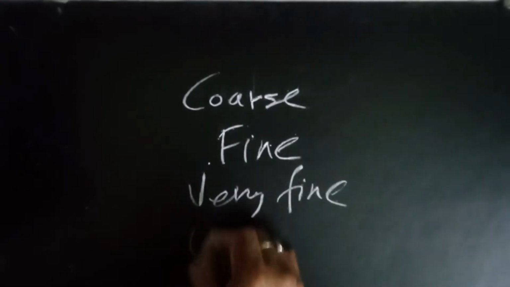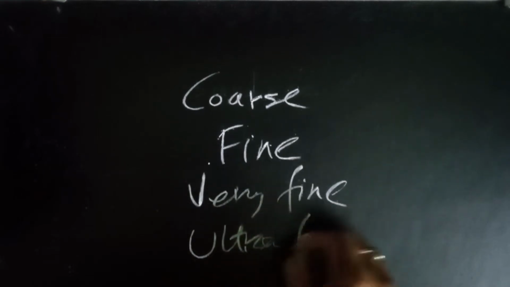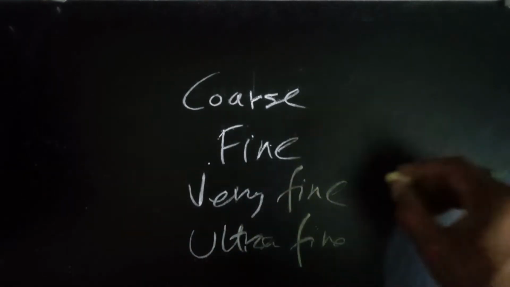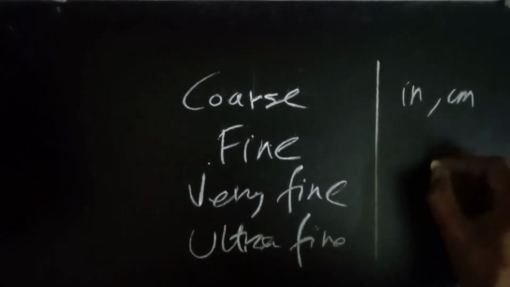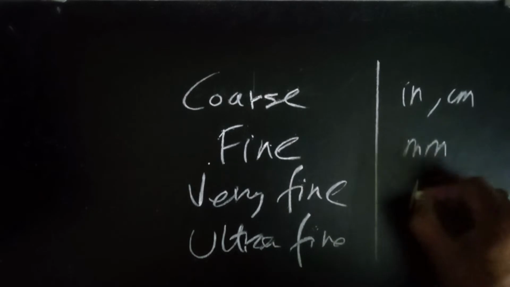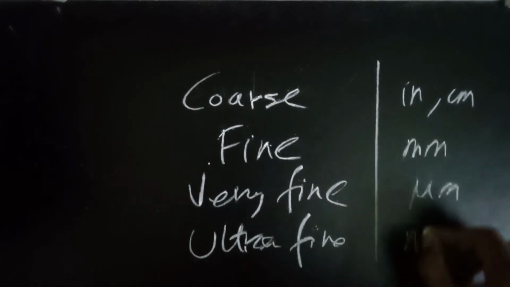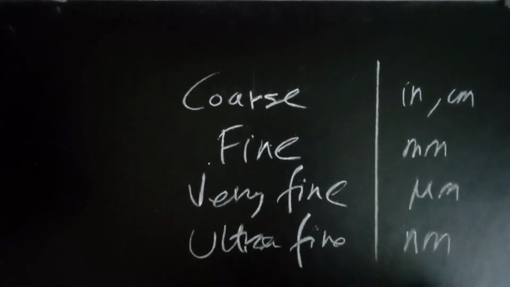Next we move on to one basic common thing: mostly we have coarse particles, then fine particles, then very fine, and then ultra fine. These are mostly in the ranges of inch or centimeter, millimeter, micrometer, and finally nanometer. This is one way we can find out which particle is in which range.